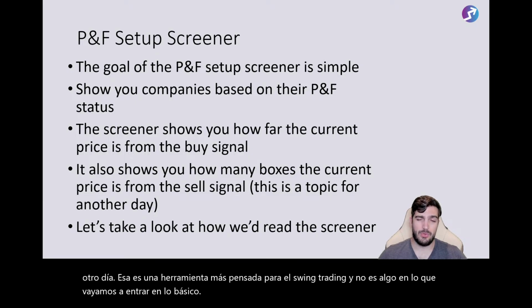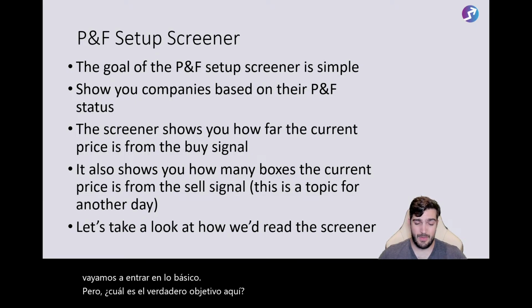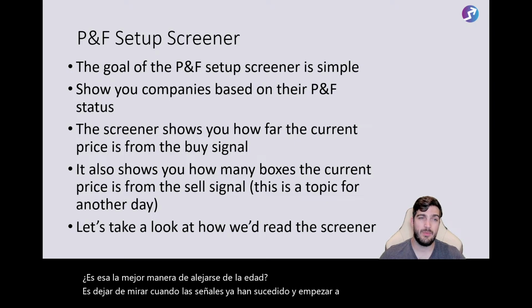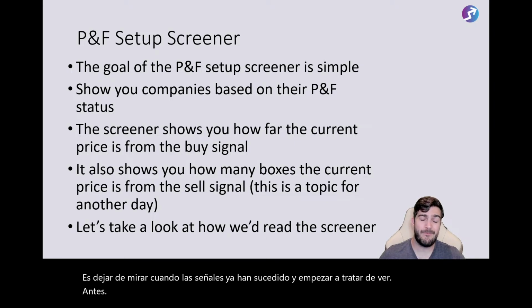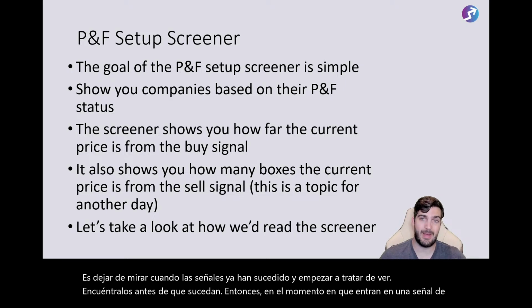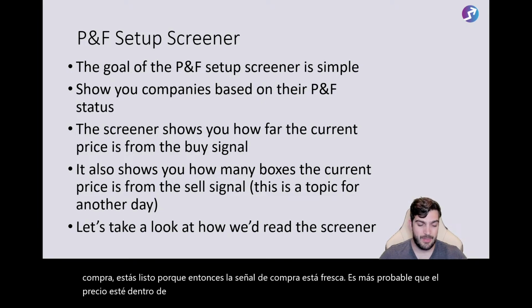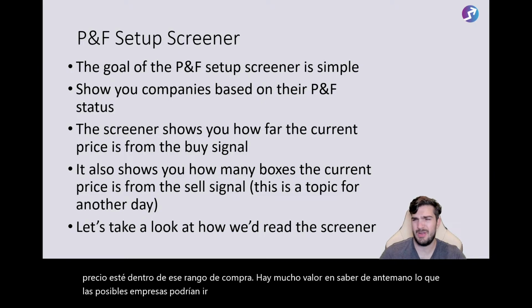But the real goal here is that the best way to get away from how old a signal is, is to stop looking at when signals have already happened and start trying to see before they happen. Find them before they happen so the minute they go on a buy signal, you're ready. Because then you know the buy signal is fresh. It's more likely that the price is going to be within that buy range. There is a lot of value in knowing ahead of time what possible companies could go on buy signals, instead of having to try and play catch up.